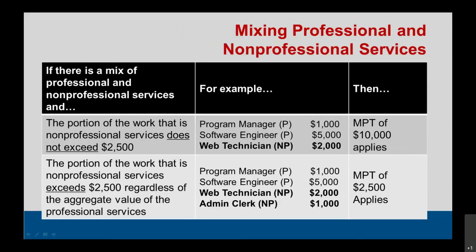So what happens if you have a mix of professional and non-professional services? This happens a lot of the time. It comes down to how much of the non-professional work, in terms of dollars, not percentages, is being performed. If the non-professional services do not exceed $2,500, you can purchase the services up to the full micro-purchase threshold of $10,000. If the non-professional services do exceed the $2,500, regardless of the aggregate value of the rest of the professional services, the lower micro-purchase threshold of $2,500 applies to the entire buy.